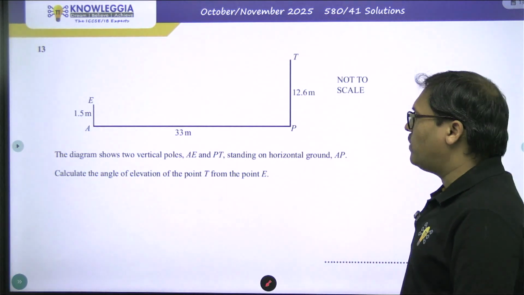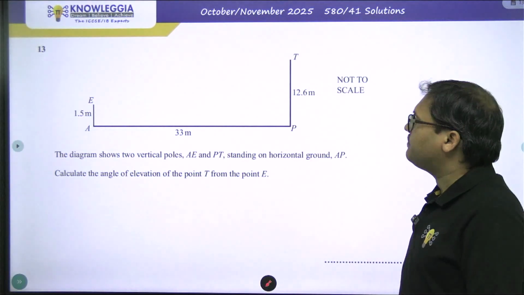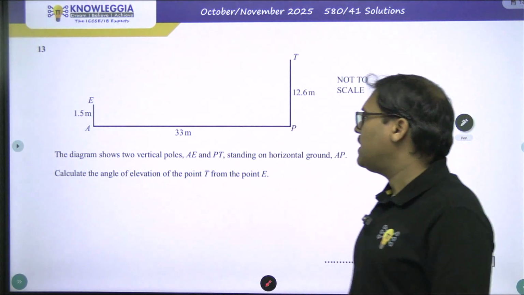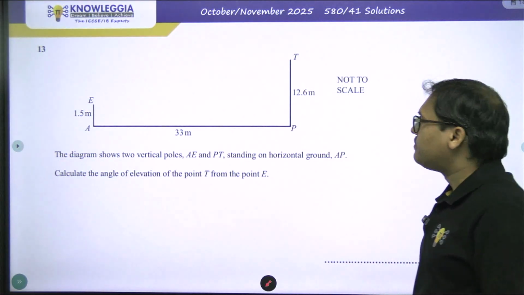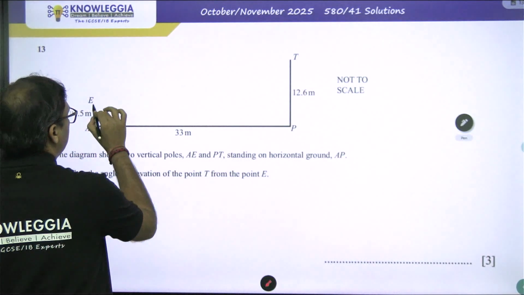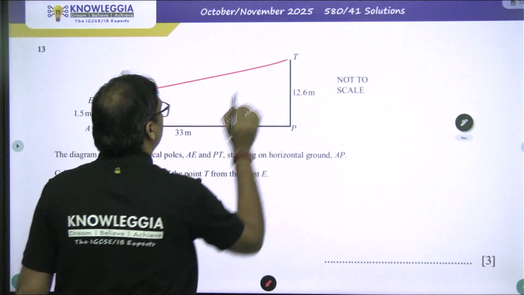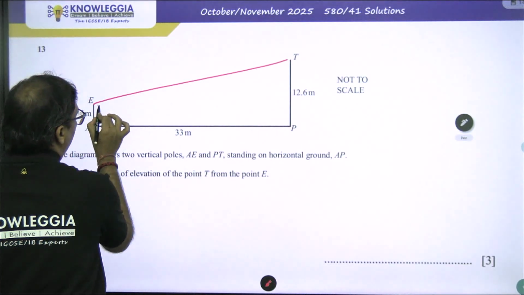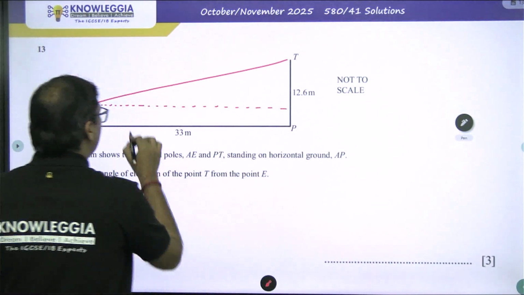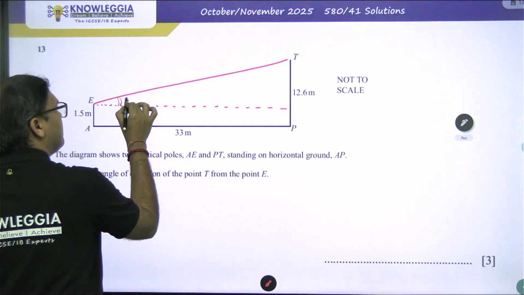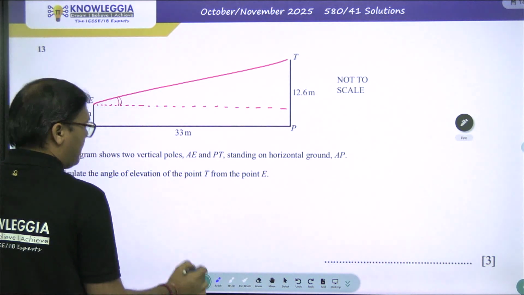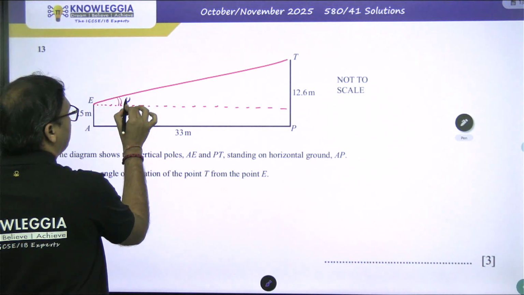The diagram shows two vertical poles AE and PT. Okay, given in the question. This is the horizontal ground. Calculate the angle of elevation of T from T. Elevation of T from point T. So you can see if I join this, this is the angle of elevation. You have to find this angle. This angle is, let's say, theta.